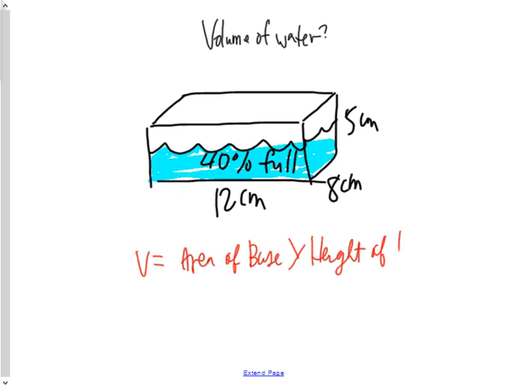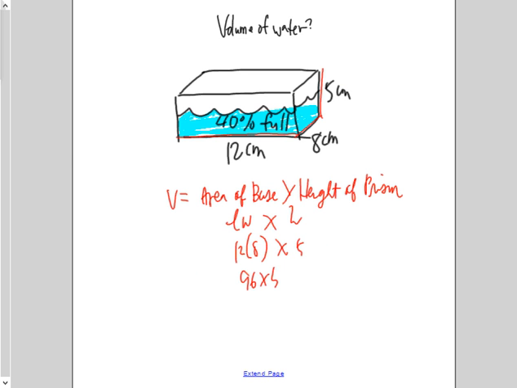That's the formula for any right prism. Rectangular prism, cylinder, triangular prism, or cube. So we take the area of the base, and the base is actually a rectangle. So it's going to be length times width multiplied by height, or 12 times 8 multiplied by the height of the prism, which is 5. It'll be 96 multiplied by 5, which is the same thing as 100 times 5, which is 500 less 20, which is 480 cubic centimeters of space that would be in a full rectangular prism.